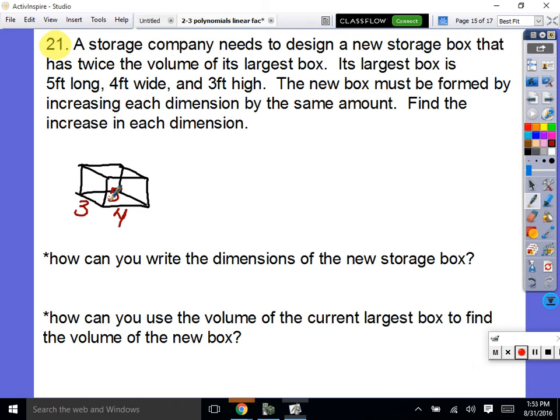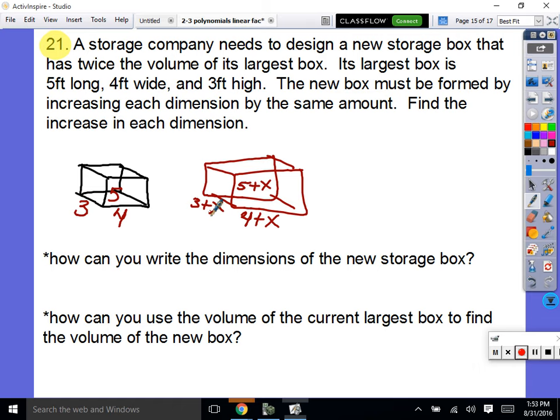Okay? Now, it says the new box must be formed by increasing each dimension by the same amount. So we're going to get this new box. We need to increase those by the same amount. So we just add x, add x. So 5 plus x, 4 plus x, and 3 plus x. Okay. Now it says the new box must be formed by increasing each dimension by the same amount. We've done that. Find the increase in each dimension.